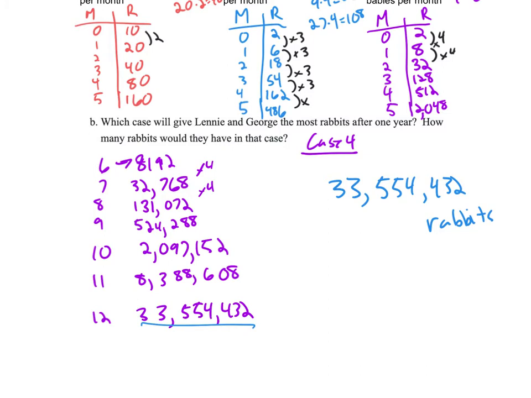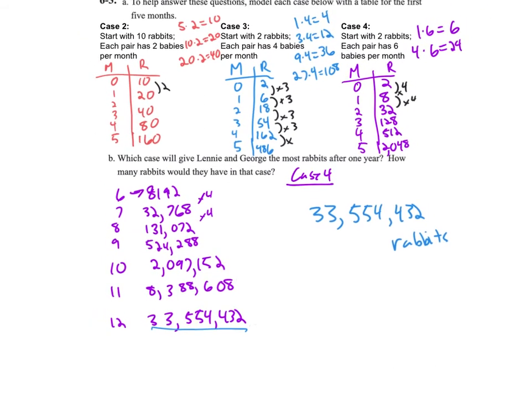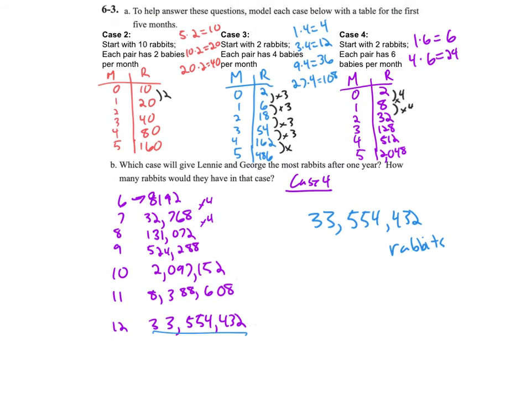Now, obviously, this is not really true because there's no way that somebody would go from 2 rabbits to 33 million rabbits in a year, or closer to 34 million rabbits. But you got to see what this exponential growth does. It really makes things grow really, really fast. So yeah, let's see what the next problem looks like.